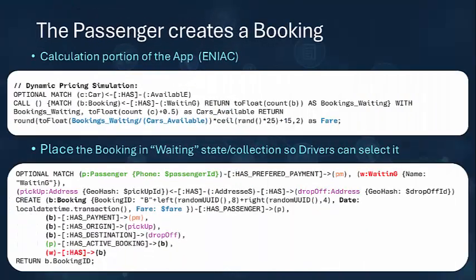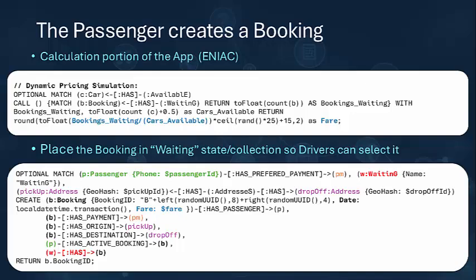The process begins when a passenger creates a booking by specifying the ride's origin and destination. The system calculates the fare using a dynamic pricing formula, likely sourced from a microservice developed using the traditional computing paradigm, the ENIAC computing model. So yes, you will end up using the best of both worlds. For calculations, we use the model that was built for that, and for interactive workflows, we use this new approach.